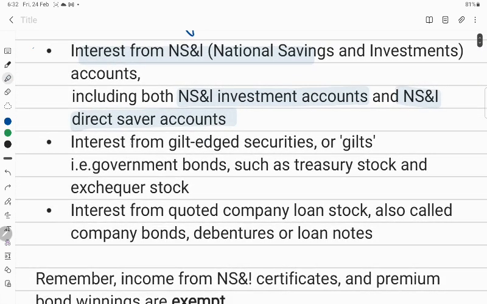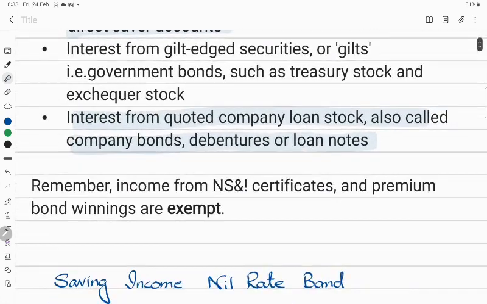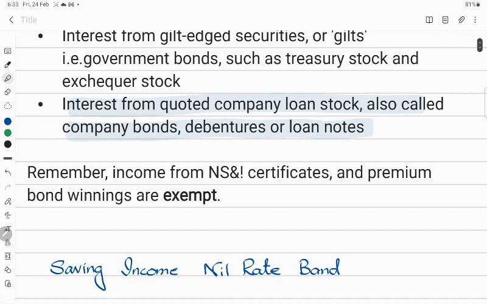Second, interest from gilt-edged securities or gilts, meaning government bonds such as treasury stock and exchequer stock. Third, interest from quoted company loan stock, also called company bonds, debentures, or loan stock. These are said to be investment income or saving income. Remember that income from NSI certificates and premium bond winnings are exempt.